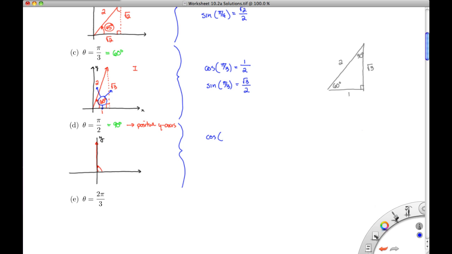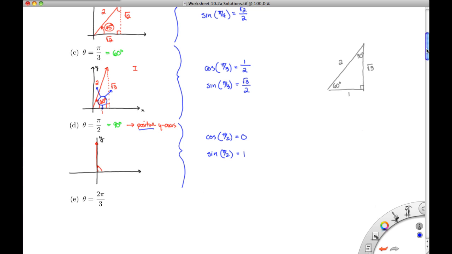When we need to find the sine and the cosine of angles that are on the axis, either the x-axis or the y-axis, we already did one that was on the positive x-axis. Now we've got one on the positive y-axis. Anytime you're on the y-axis, either side of the y-axis, the cosine is always going to be 0, and the sine will either be positive or negative 1. So in this case, since it's the positive y-axis, the sine of pi over 2 is going to be positive 1.